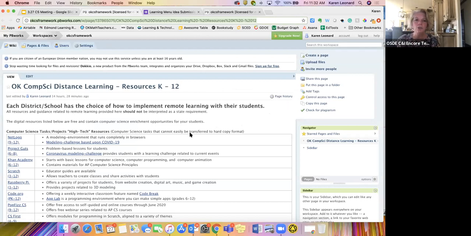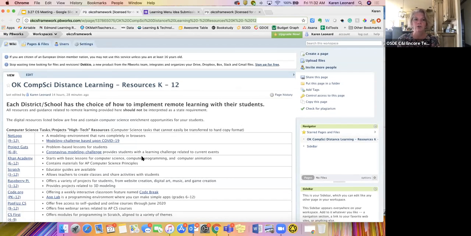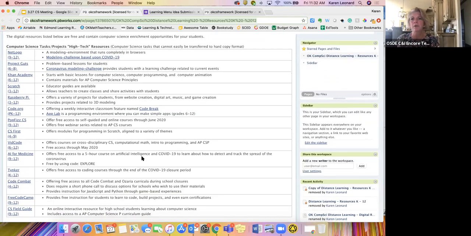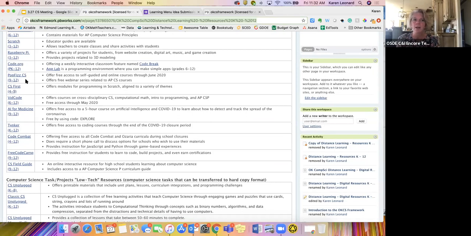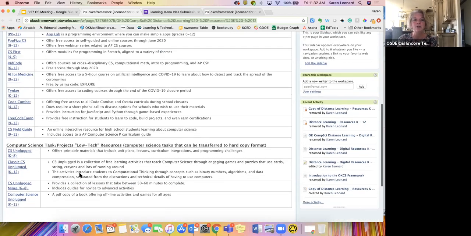I tried to use some of the maybe not so common websites or ideas for you, because everyone knows about code.org and Scratch. And so if you look down here, there are some other ones like PopFizCS. I haven't been able to explore through all of these resources, so I can't provide validity that they match all of our Oklahoma academic standards. But again, it's just a good place for you to go. Once you share things in that Google form that I just shared with you, I will add them to here.